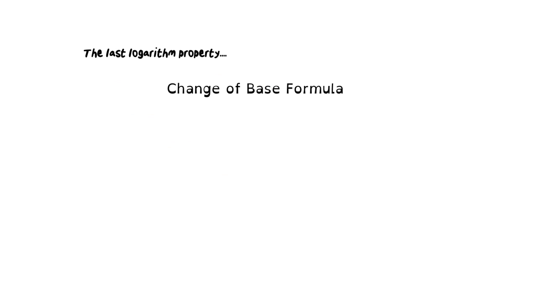The last property, property number 8, if you will, is called the change of base formula. What this formula allows us to do is take any arbitrary logarithm with any base a and change it to an expression with a base we desire. So we'll call that new base b. So this is what the logarithm to the base a of m equals when we change our base to b. It becomes logarithm to the base b of m divided by logarithm to the base b of a.